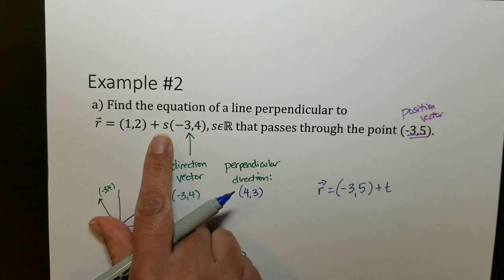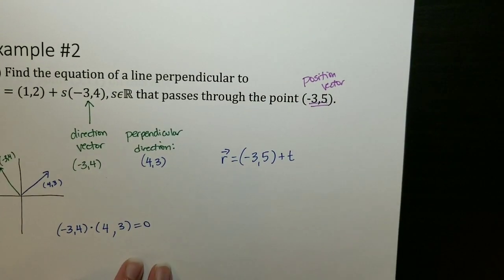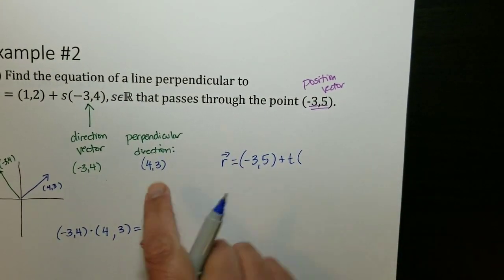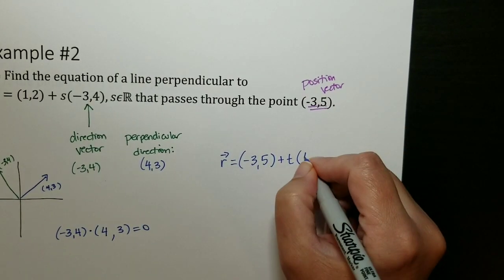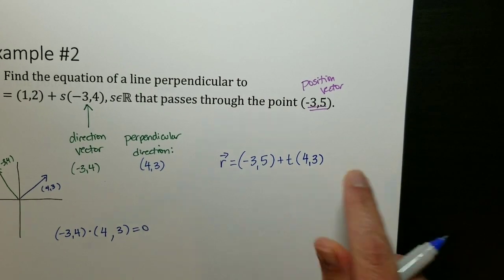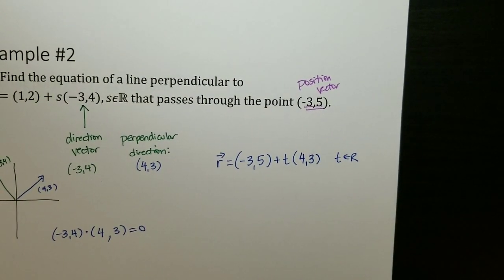And you can see, just a bit of a sideline here, it's not always t. This one has s and says s is an element of real numbers. The parameter there could be anything. Just make sure you declare it. And then times this direction vector of 4, 3. So this is get to the line, move along the line. That's the real key there.